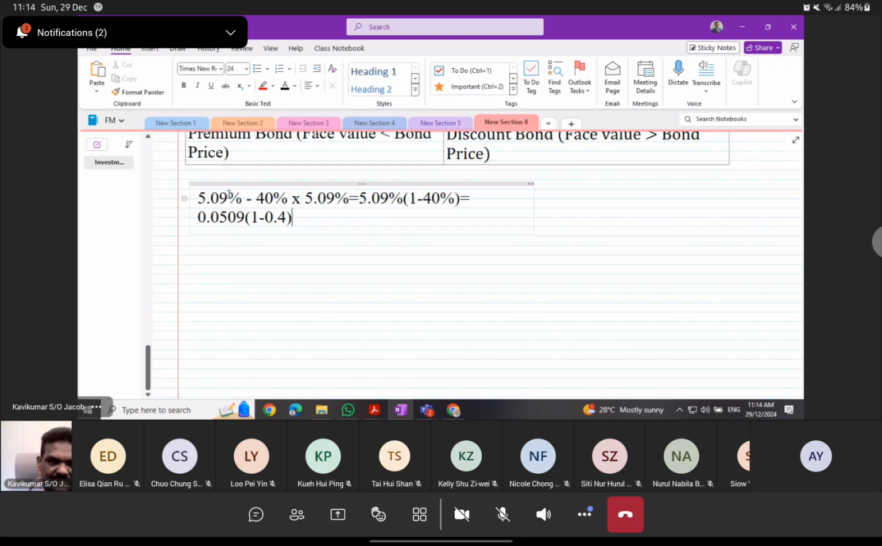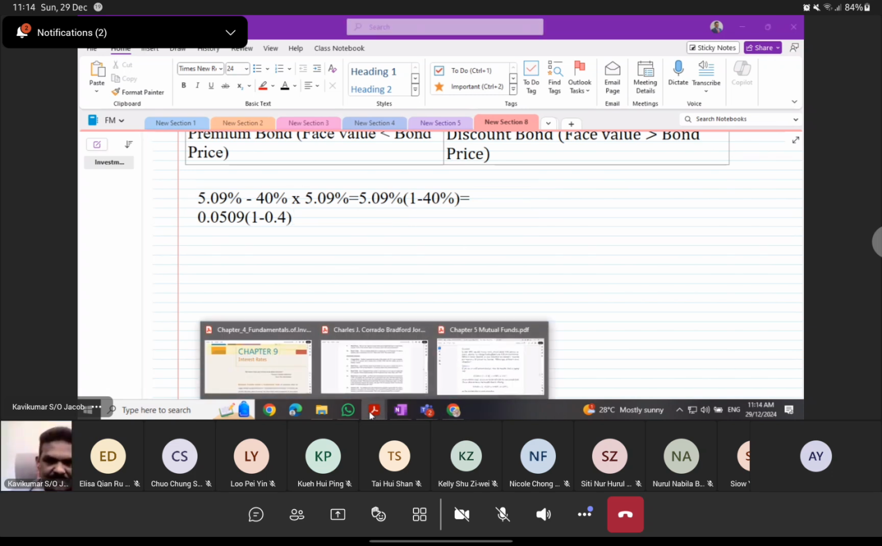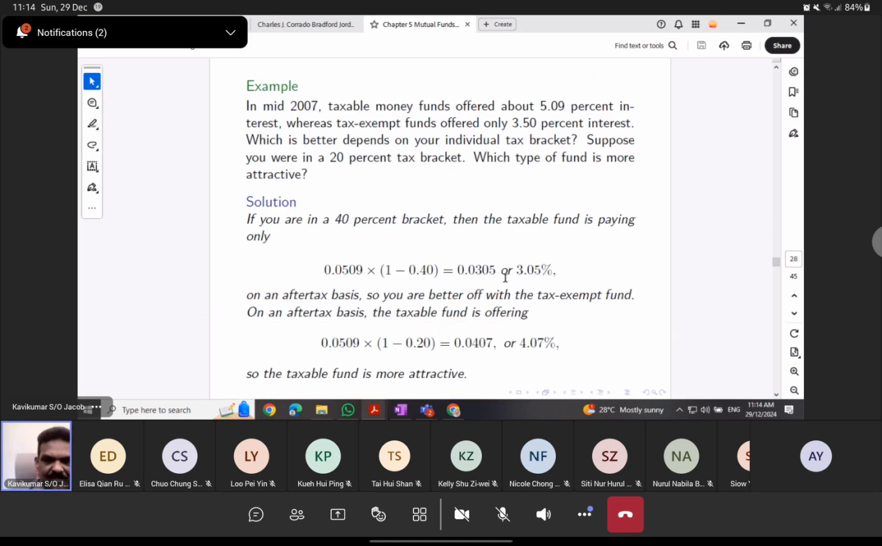This is your earning. Through the earning, 40% they will deduct from your earning. So 0.0305, that is 3.05%. This is after tax. So you earn money through this percentage, and you pay back 40% of tax. Then you will get this much.